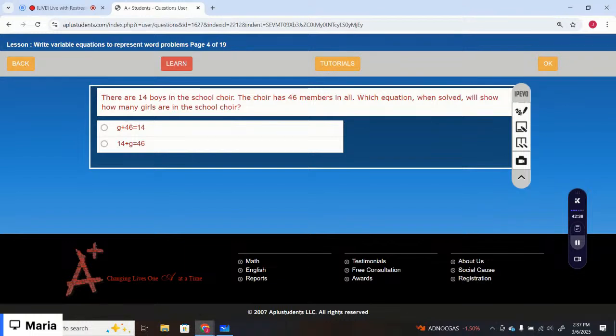There are 14 boys in the school choir. The choir has 46 members in all. Which equation, when solved, will show how many girls are in the school choir? So, which is the correct option? That is 14 plus g equals 46. Option number two is the correct option.